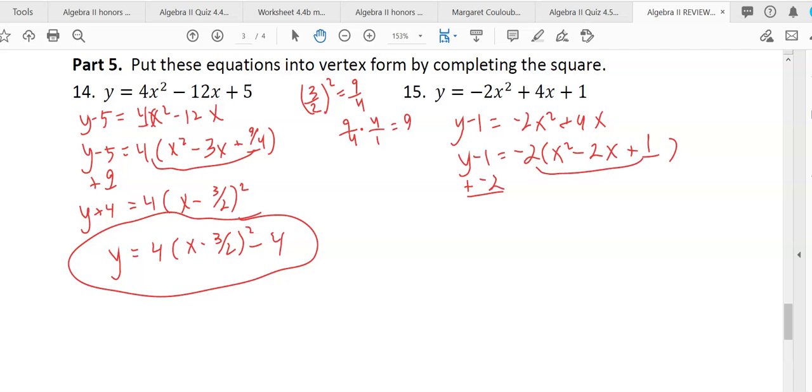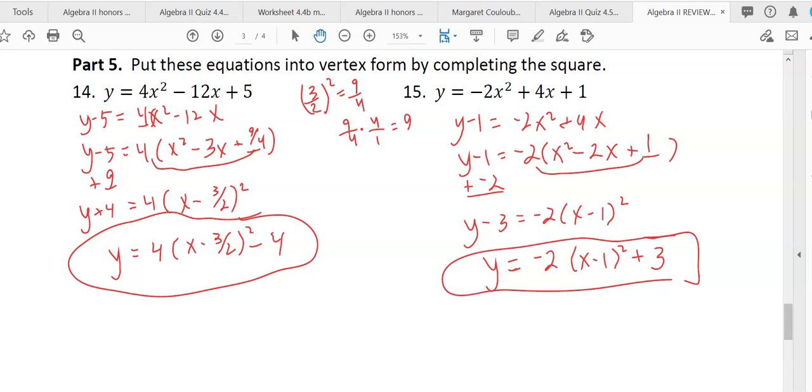Subtract 2 because that negative 2 is being multiplied, so you get y minus 3 equals negative 2 times (x minus 1) squared. Okay, last step, add 3 to both sides, y equals negative 2 times (x minus 1) squared plus 3. And you got it in vertex form.